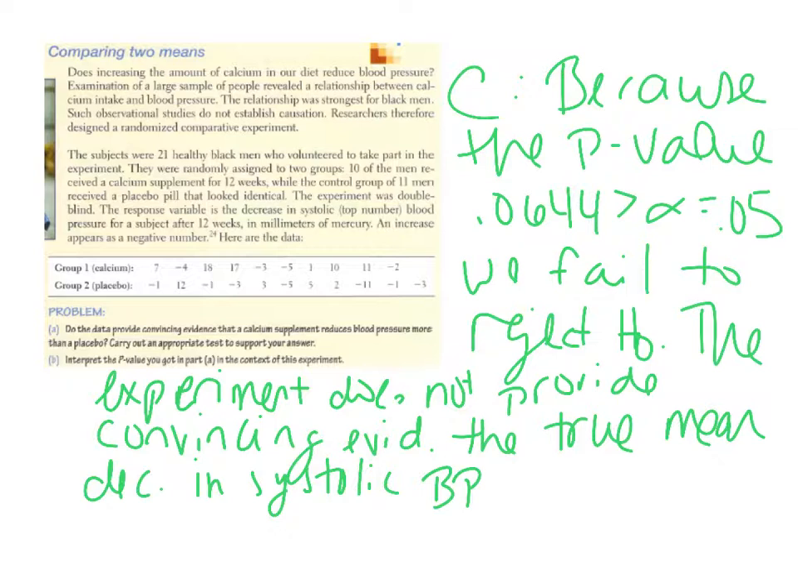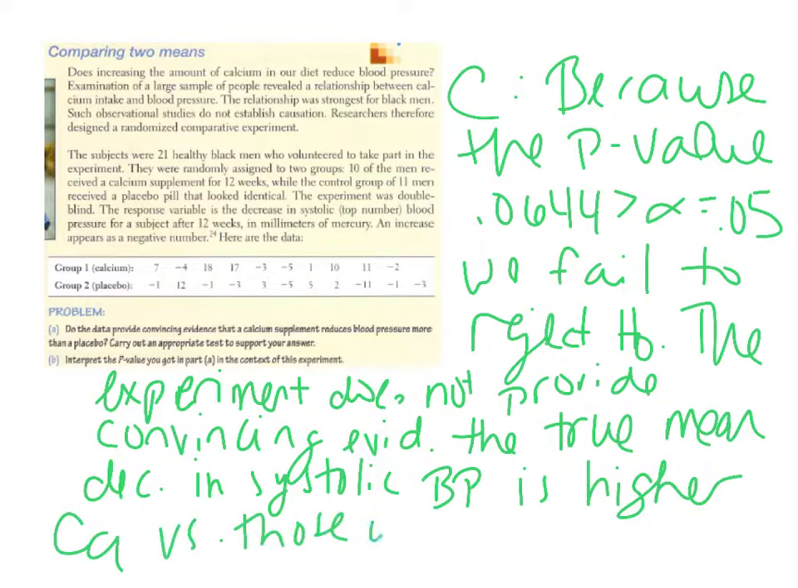So there's not enough convincing evidence the true mean decrease in systolic blood pressure is higher, because that was our alternative hypothesis, right? Our alternative hypothesis was that calcium was better than a placebo. It was going to get a bigger decrease in blood pressure. Their blood pressure would have gone even lower. So it's that their true mean decrease in systolic blood pressure is higher for those who take calcium versus those who get a placebo. And I'm running out of room, so make sure you add all your context in there.